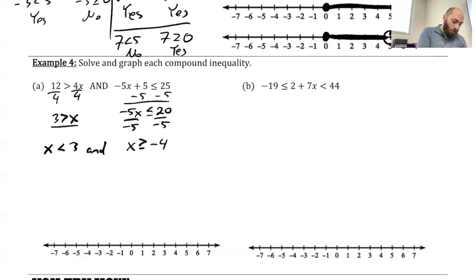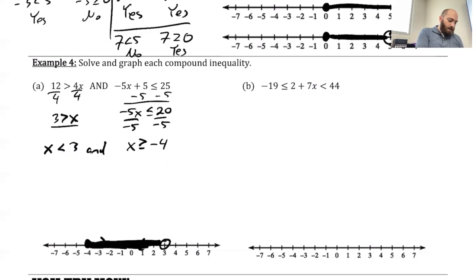So 3 is going to get an open circle. -4 is going to get a closed circle. And less than is going to go to the left, and greater than is going to go to the right. So really, it's just the shaded overlapping region there. Okay. And that's it for there.